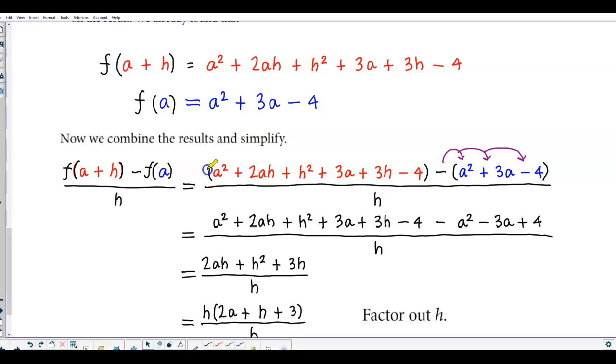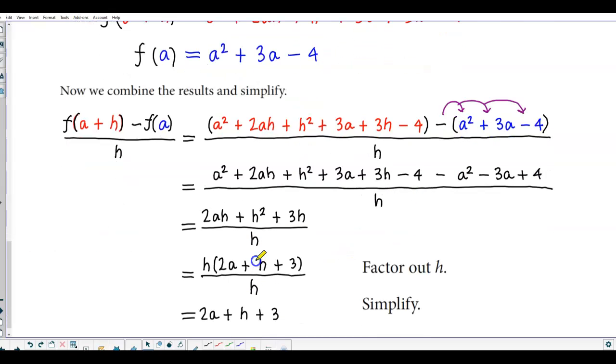So we do not need to distribute anything here. So it becomes a squared plus 2ah plus h squared plus 3a plus 3h minus 4. And then here we need to distribute the minus sign. So that becomes minus a squared minus 3a, and then negative times a minus 4 gives you plus 4. And now we need to combine like terms.